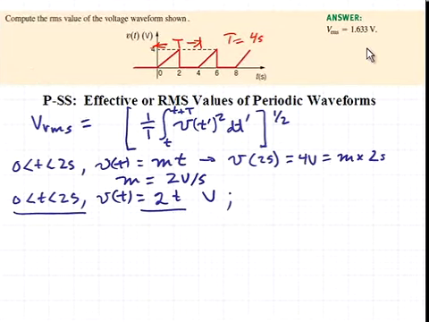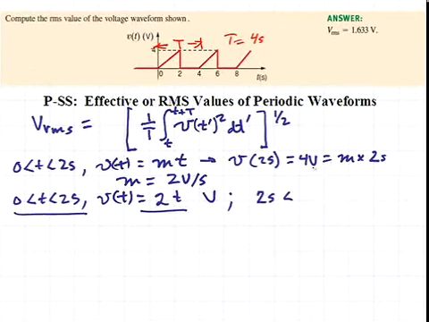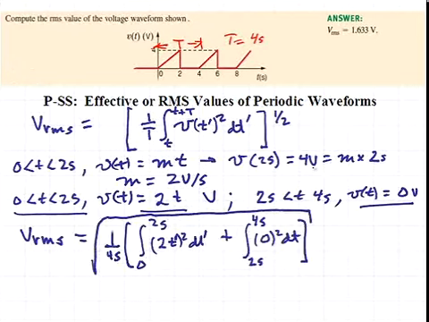Then over the interval from 2 seconds to 4 seconds, the remainder of the period, v of t is the simple result, 0 volts. Now our calculation for the RMS value of this voltage becomes, we've integrated the 2t quantity for our triangular voltage pulse over the period 0 to 2 seconds. And then the remainder of the period, we just have 0 for the amplitude of the voltage, and that part simply becomes a 0 for the result of that integration.